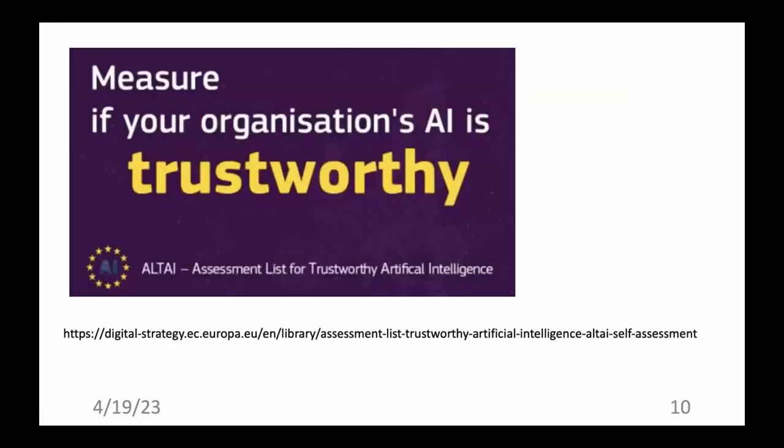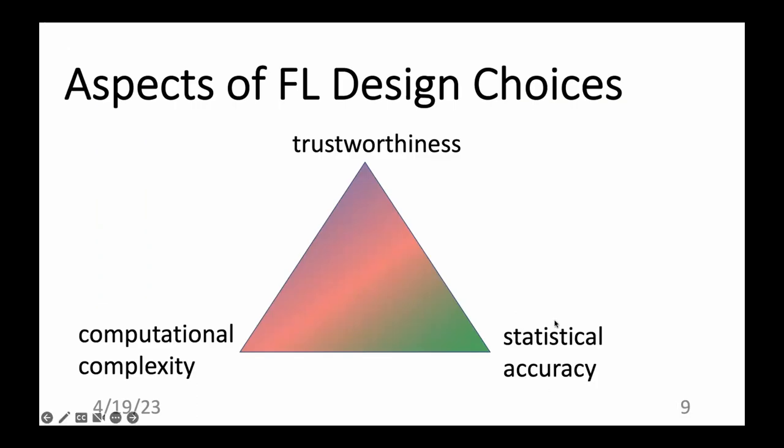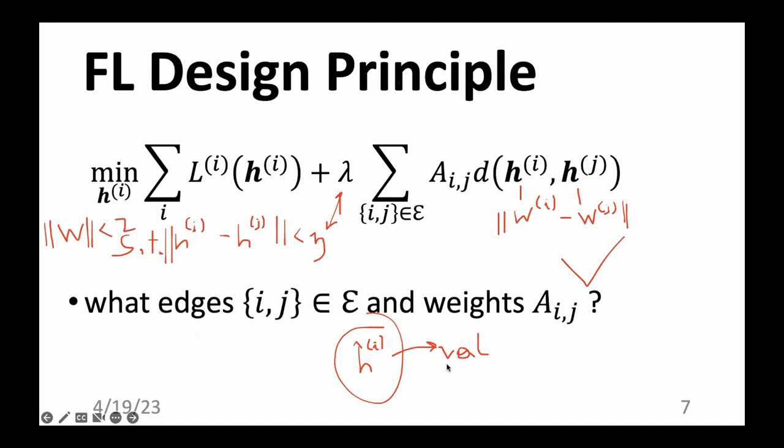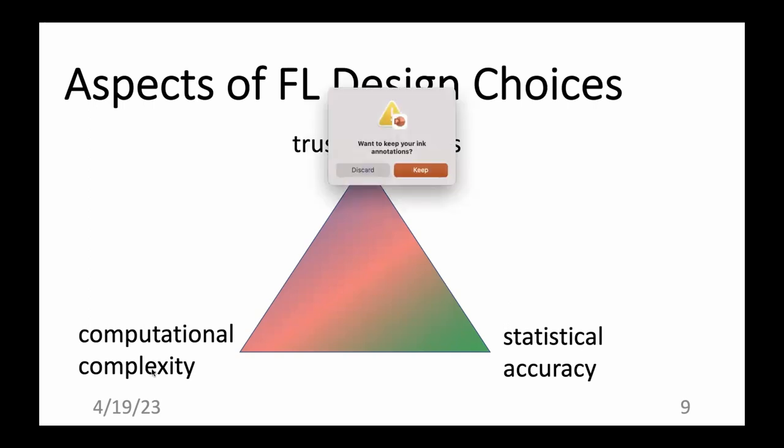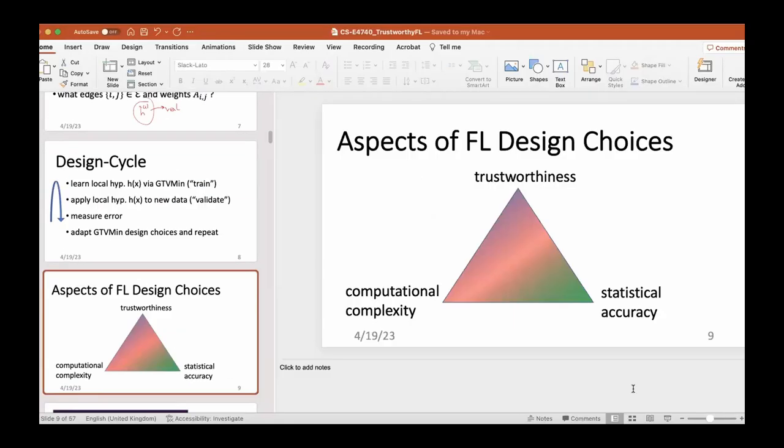So the question then is, how can we measure trustworthiness? We can measure statistical accuracy, as I said before, using a validation error. So we compute the average 0-1 loss or a classification error, a classification accuracy on a validation set. We can measure this. We can also measure computational complexity, for example, by measuring the runtime of an algorithm that actually you have to do now also in this current quiz for graph learning. So we can also measure this, but how do we measure trustworthiness?